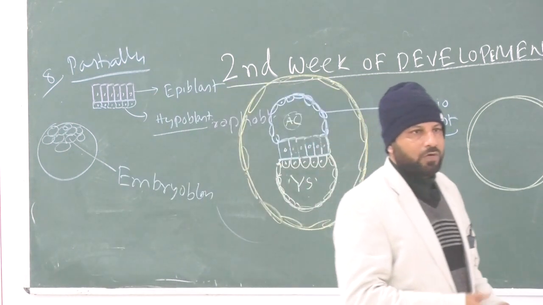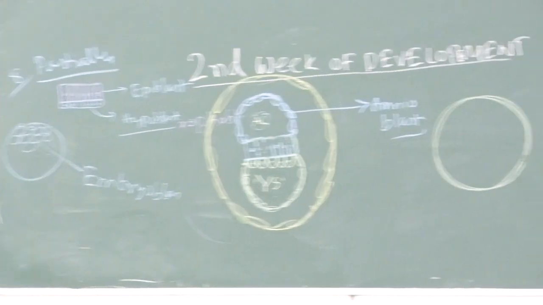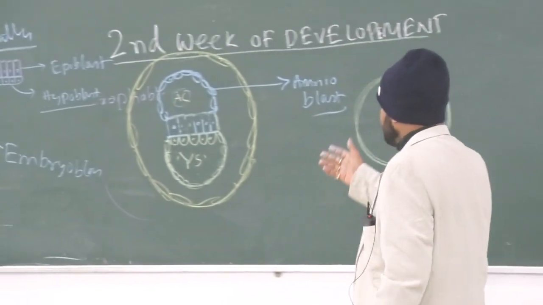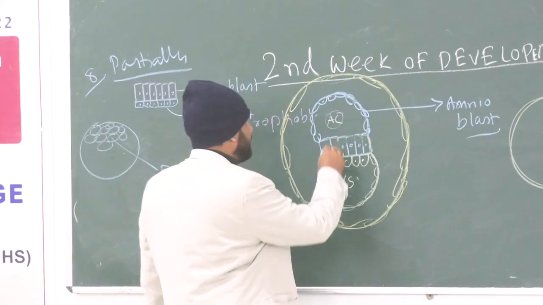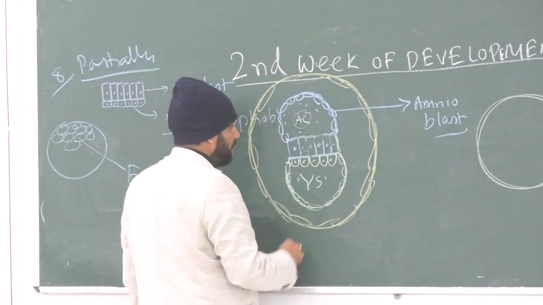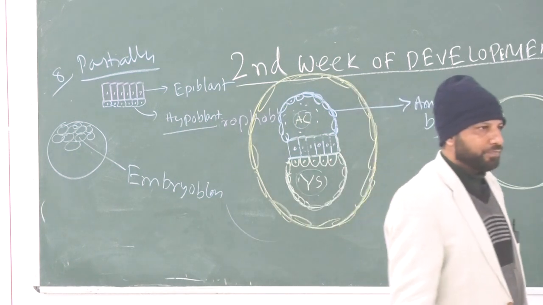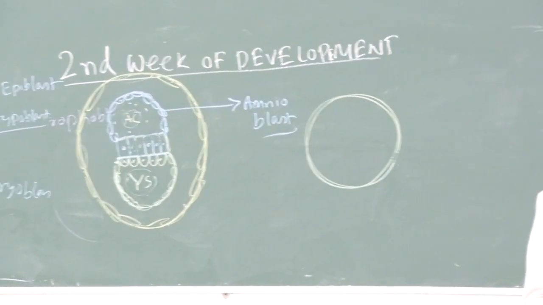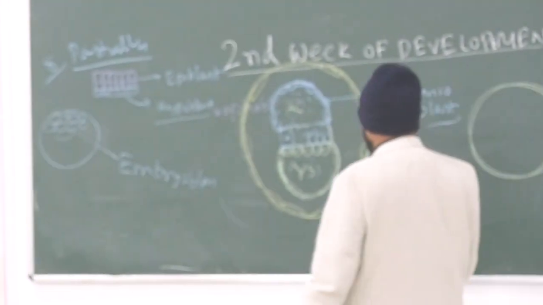What is the content of the amniotic cavity? Amniotic fluid is there. In subsequent development during pregnancy, there is amniotic fluid, or liquor amnii. And this yolk sac, what are the functions of the yolk sac? In further development, nothing. It stored the yolk. Yolk sac is a misnomer.